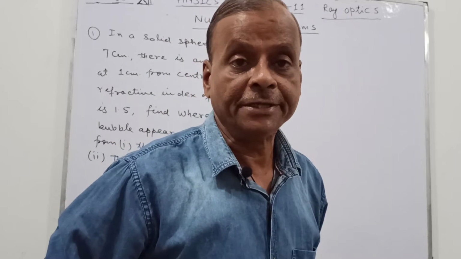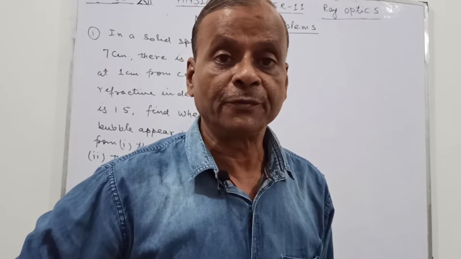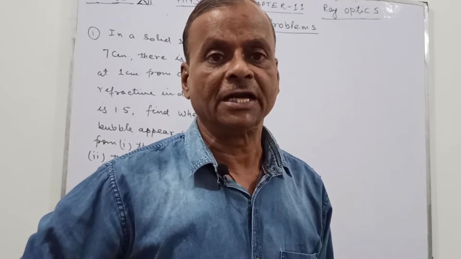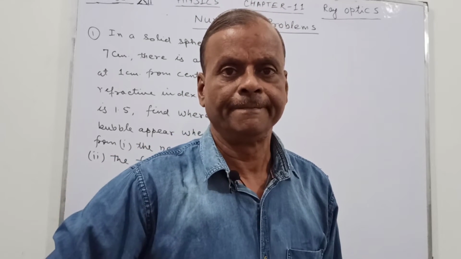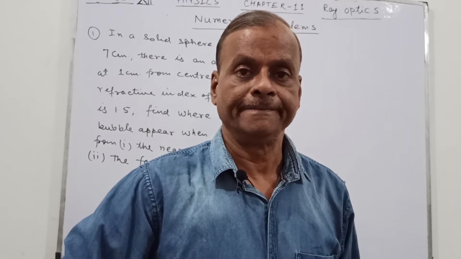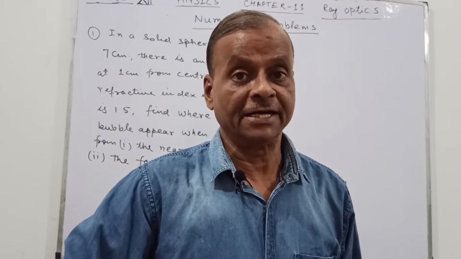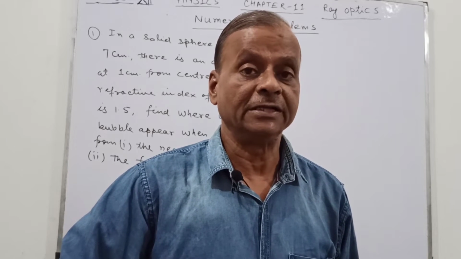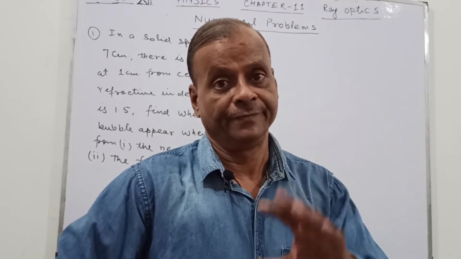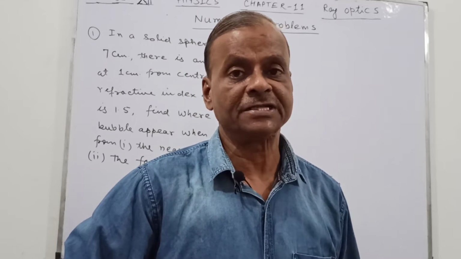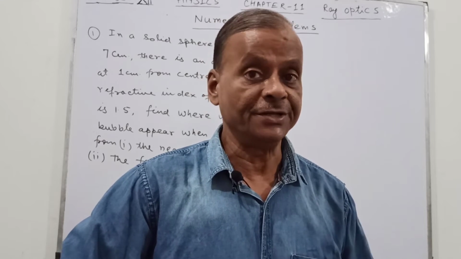You would have seen the paperweights that are made of glass. They have a certain design. There is an air bubble inside the sphere, at a distance of 1 centimeter from the center. Now we have to find that if somebody is looking at this bubble, then where will it appear? It means that we have to find the image.